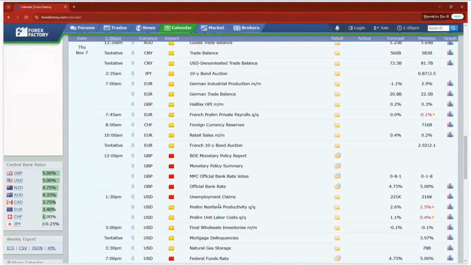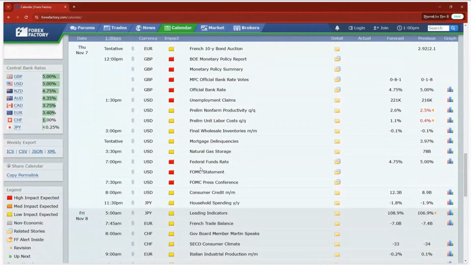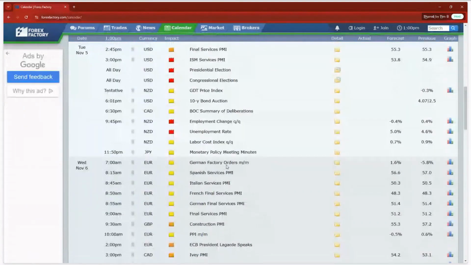But also do bear in mind on Thursday, we've got the FOMC, and we'll be able to get a decision on the federal funds rate. So that is going to feed into this particular market dynamic.